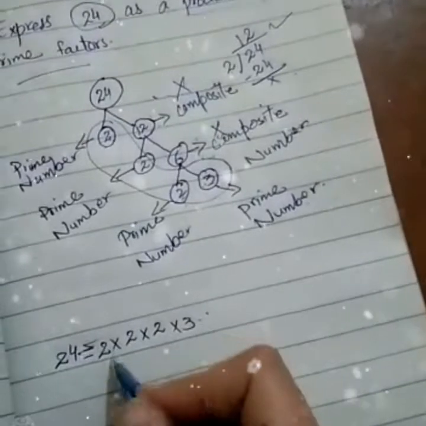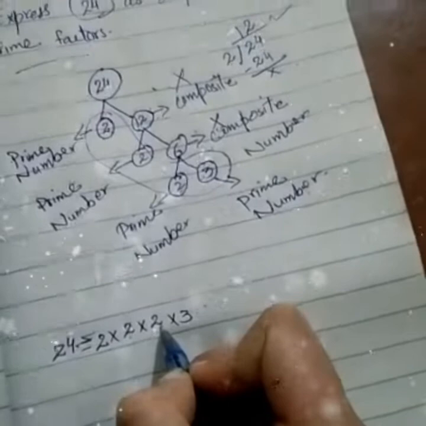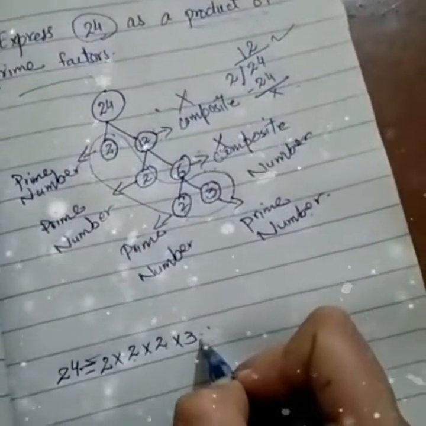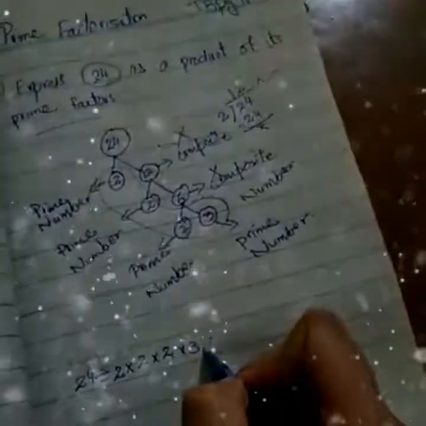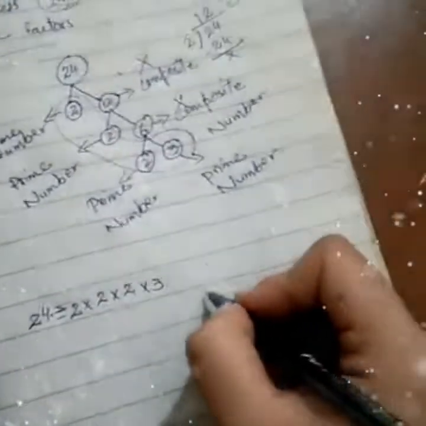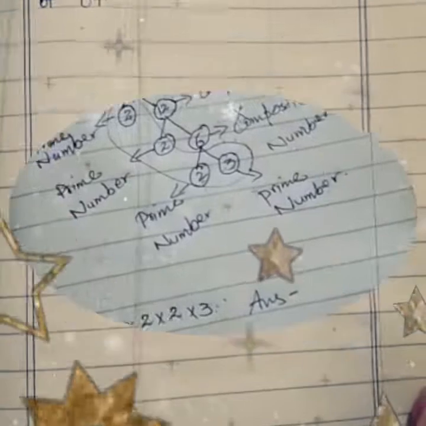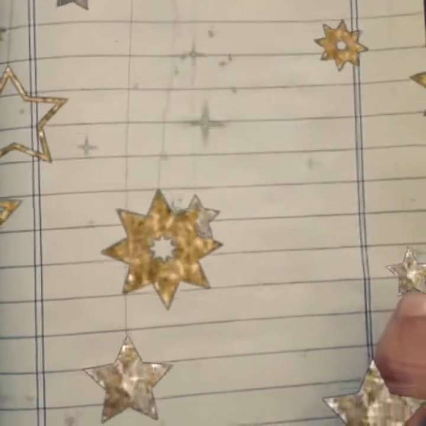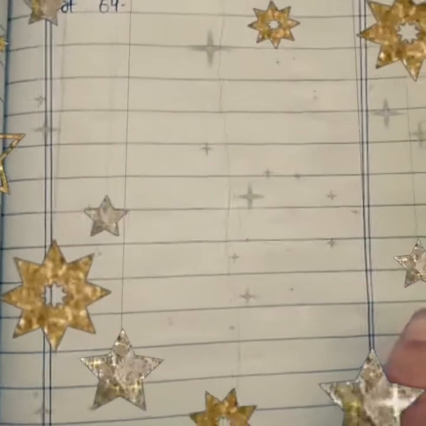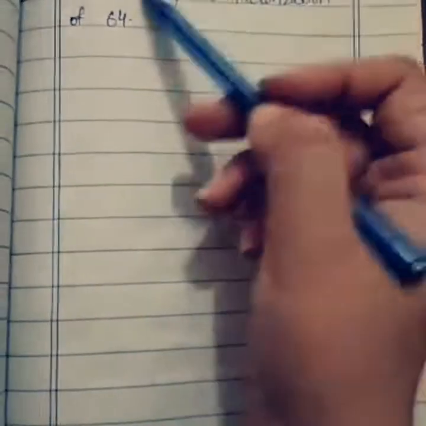24 has 4 prime factors: 2 multiplied by 2 multiplied by 2 and multiplied by 3. It has 4 prime factors. Factors that are prime are prime factors. Okay class, I hope you understand question number 1 of textbook page number 15. So now let's move on to question number 2 of prime factorization.